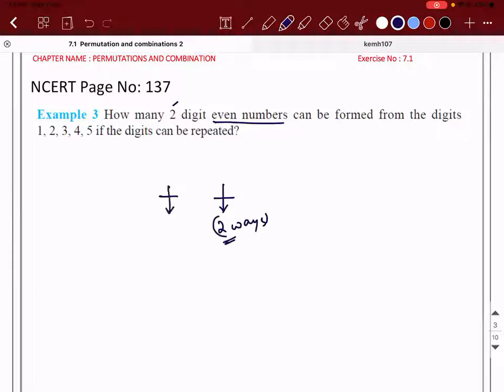Then in how many ways can this be filled? 5. 5 or 4? 5. So the digits can be repeated. So 5. Perfect. So how many numbers are possible? 5 into 2 is going to give you 10.